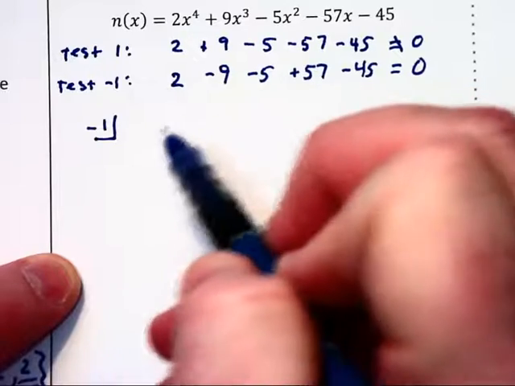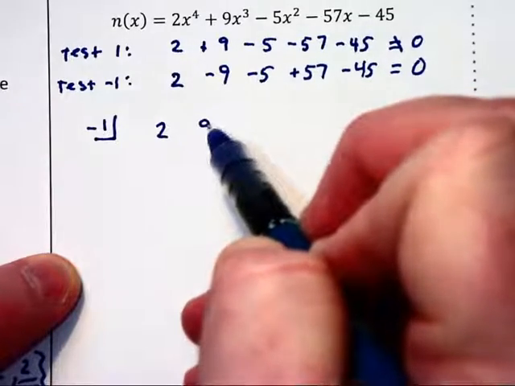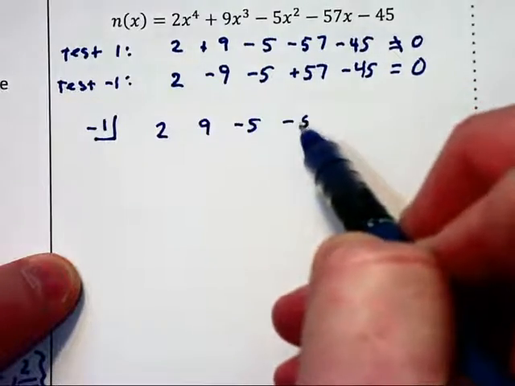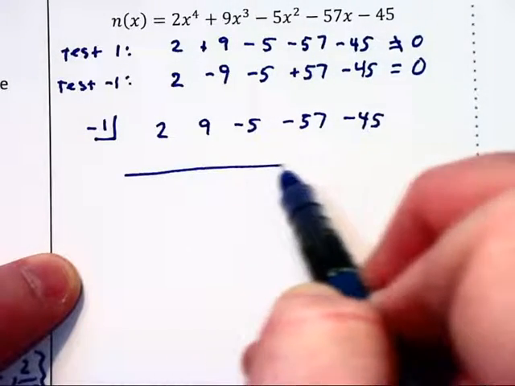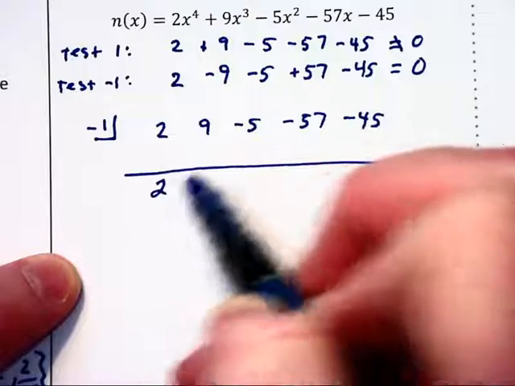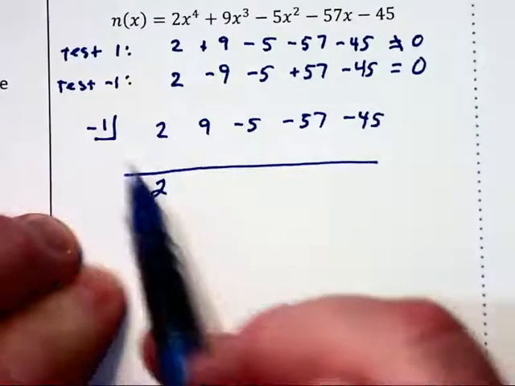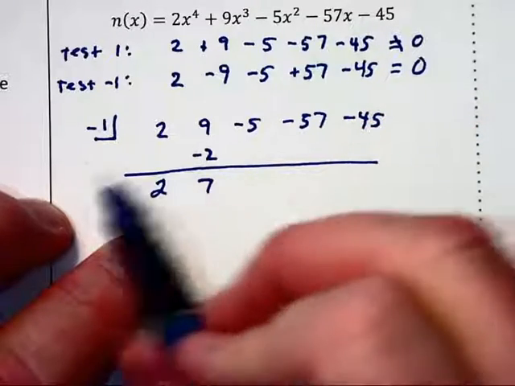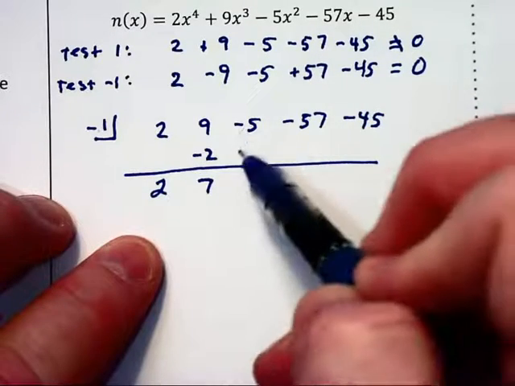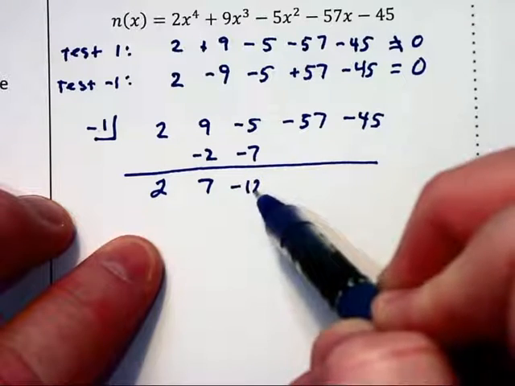So now we begin the synthetic division process, and I'm going to put negative 1 out there in my little box, and we're going to have 2, 9, negative 5, negative 57, and negative 45 as coefficients of our dividend, and bring down the 2. Here we go. Negative 1 times that 2 is negative 2. Add down, get 7. Negative 1 times that 7 is negative 7. Add down and get negative 12.